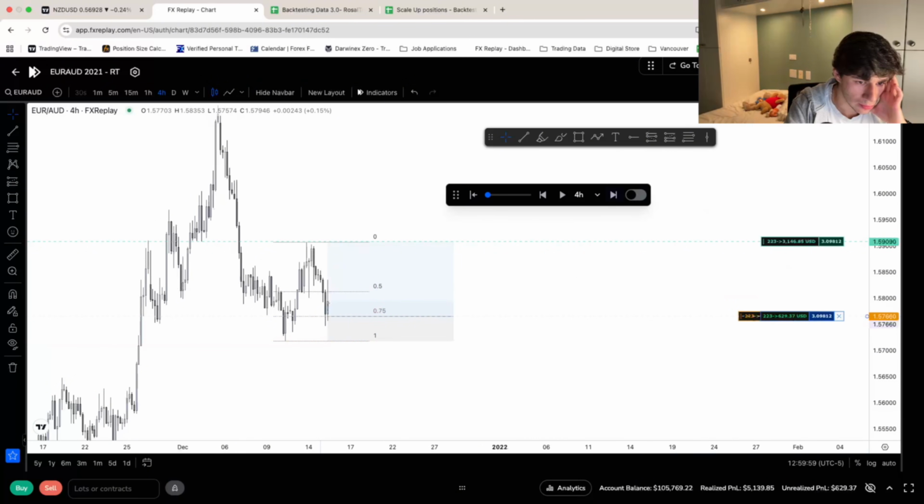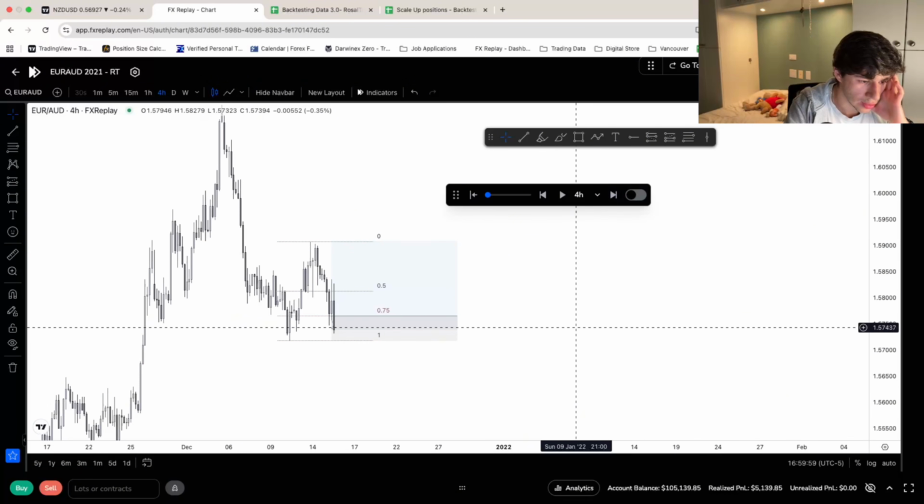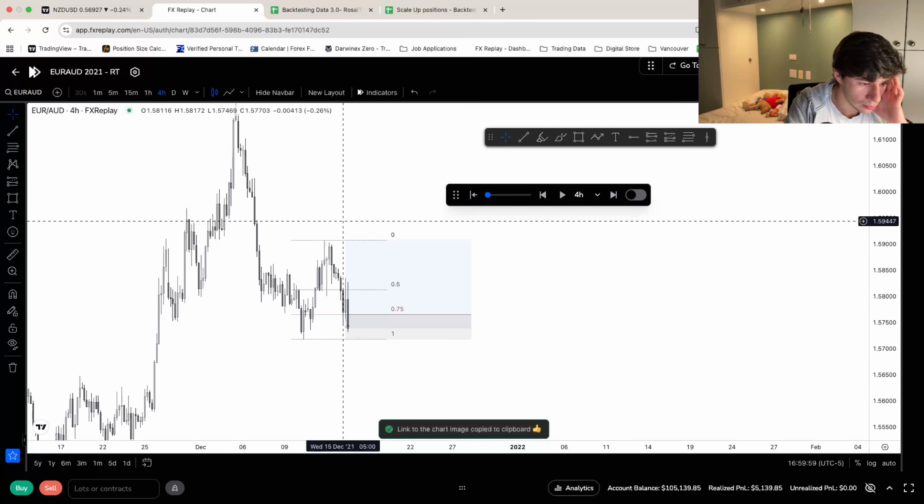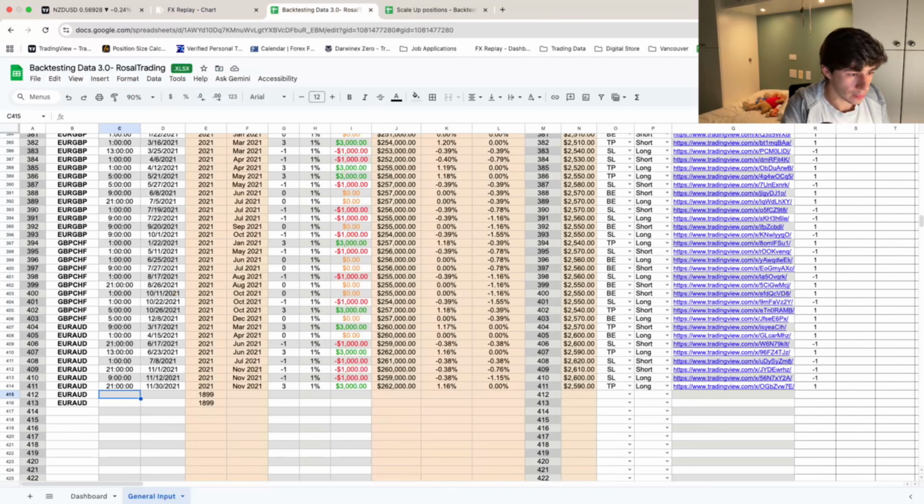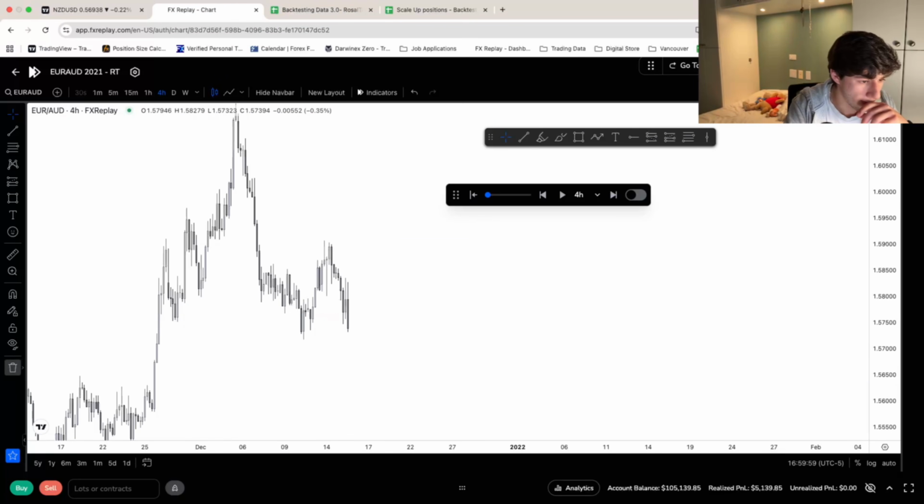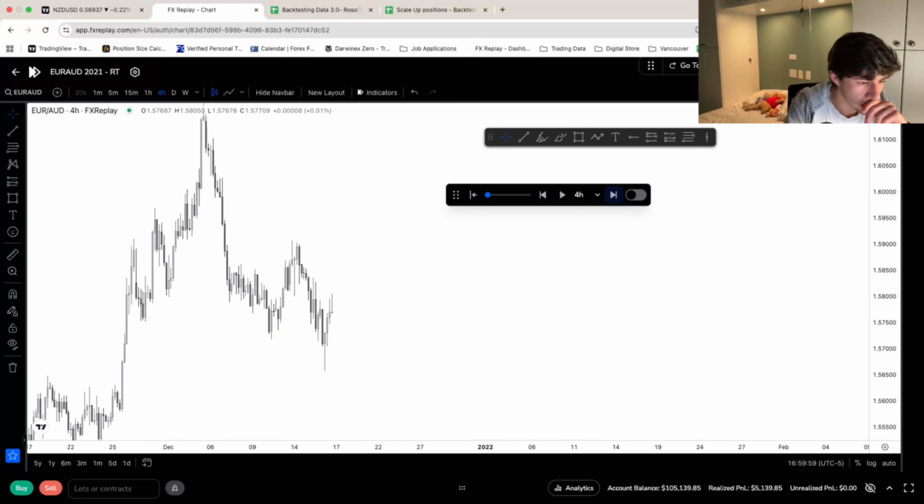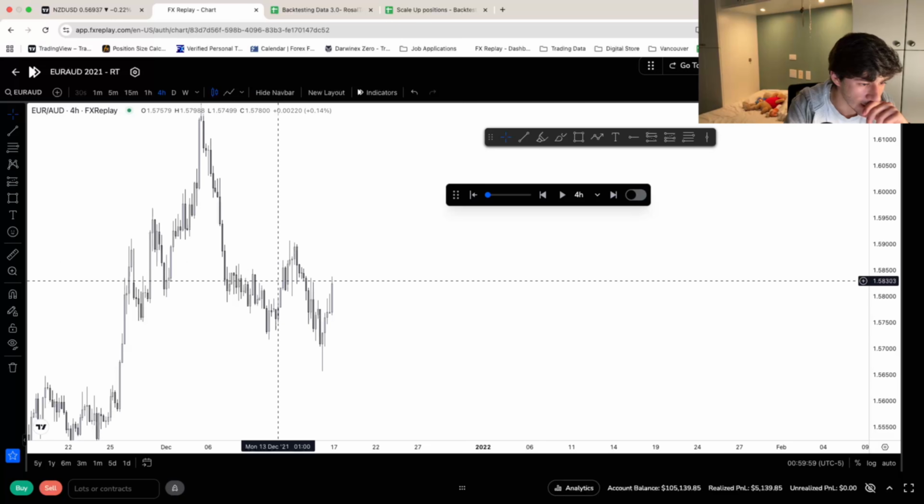Risk free and break even. December 15, 5. This was a long position. There's no fair value gap in the overall move.